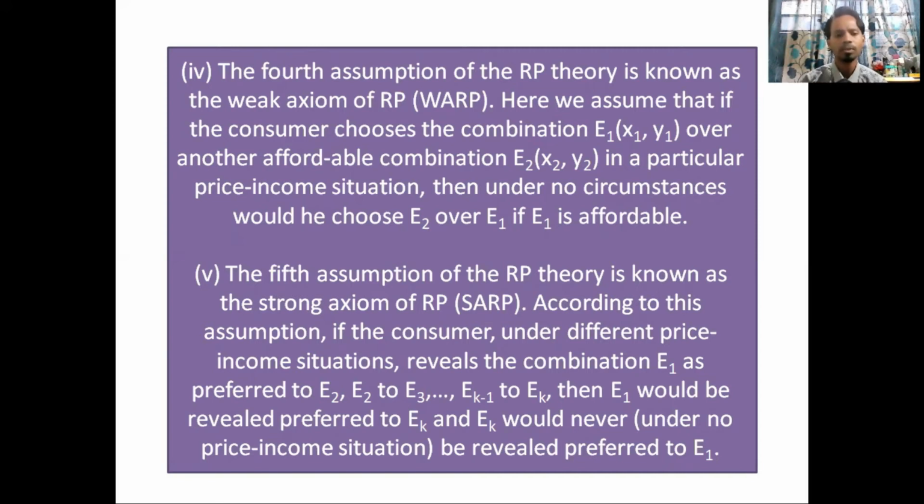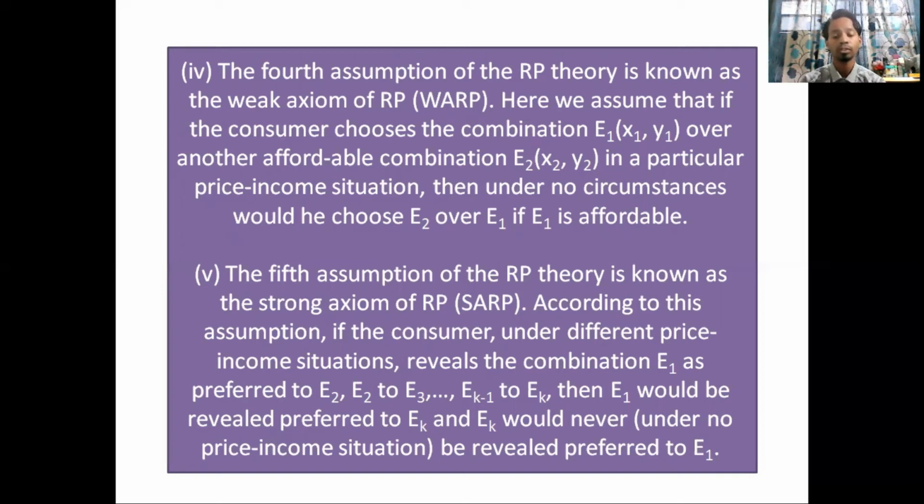Let's go to the last point. In this point, we'll learn about the strong axiom of RP, that is revealed preference. The fifth assumption of RP theory is known as the strong axiom of RP. SARP means the strong axiom of RP. According to this assumption, if the consumer under different price income situations reveals the combination E1 as preferred to E2, E2 to E3, and so on up to EK, then E1 would be revealed preferred. Means that here, being a consumer, he or she is able to choose any combination.